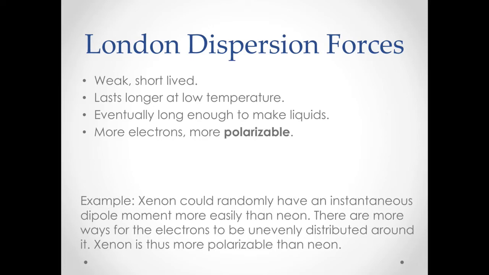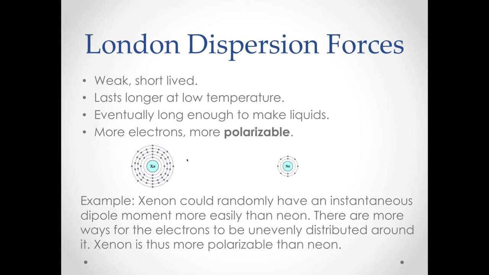So xenon could randomly have an instantaneous dipole moment more easily than neon, say. By the way, neon has 10 electrons. There are more ways for the electrons to be unevenly distributed around it. The idea is for neon, if you only have 10 electrons here, you only have 10 particles which might happen to be on one side or the other to get the instantaneous dipole moment. But if I've got 54 electrons, like in xenon, there's a lot more ways, it's a lot more probable I could get an instantaneous dipole moment.